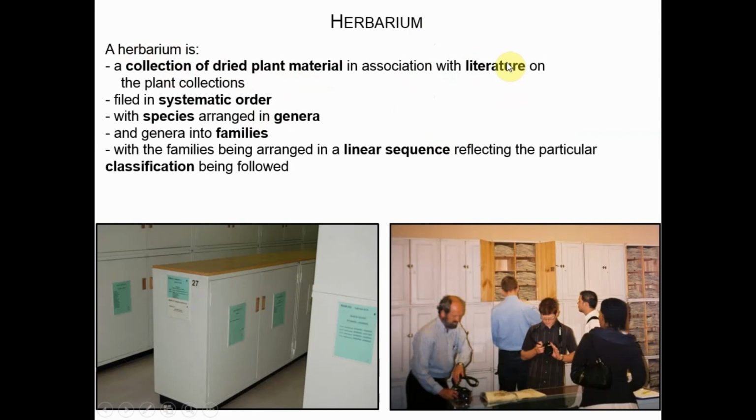So from the lecture on the history of taxonomy, you can see that literature is then the classification that has been published for a particular group of plants. So that classification gives us the order in which the species are arranged. So the collections are filed in a systematic order. We have species that are arranged into genera and genera arranged into families. And then these families are arranged in a linear sequence according to whatever classification it is that you follow.